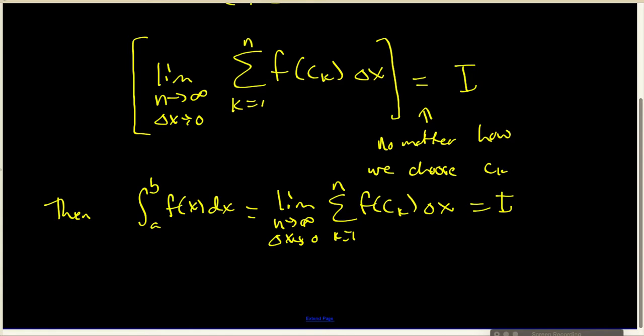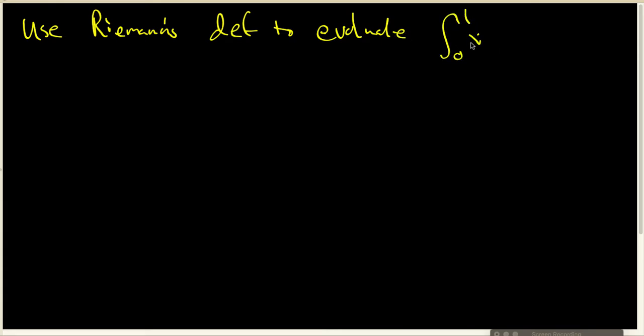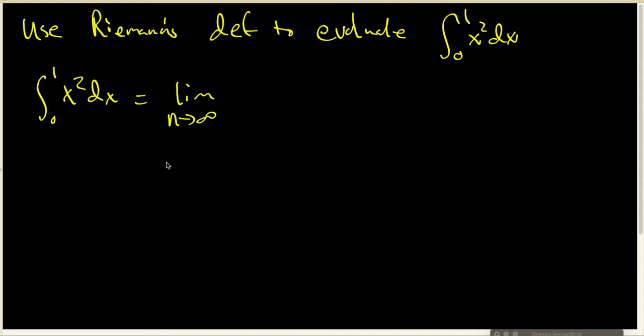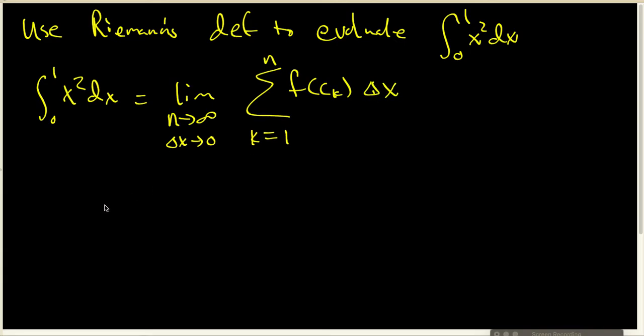So what I want to do now is think about the context of doing this example. So I want to use Riemann's definition to evaluate the integral between 0 and 1 of x squared dx. Now, if I just plug this into the definition that we wrote on the previous page, this particular integral needs to be defined as the limit as the number of rectangles gets big and their widths go to 0 of the sum as k goes from 1 to n of f of ck times delta x. And we can choose the ck to be however we want.